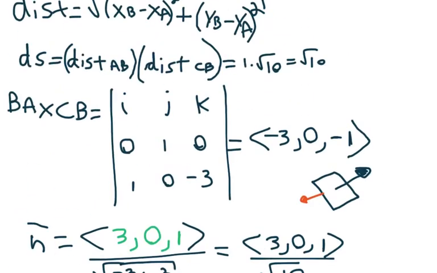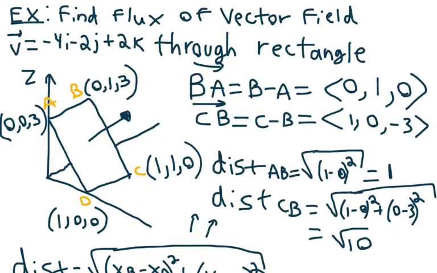Over here, we are given V equal to minus 4i minus 2j plus 2k through a rectangle. And we are asked to find the flux of the vector field, in fact. So what are we going to do? Well, first we have 4 points. If we were to find the vector from B to A, we simply have to do B minus A, and that gives us a vector 0, 1, 0.